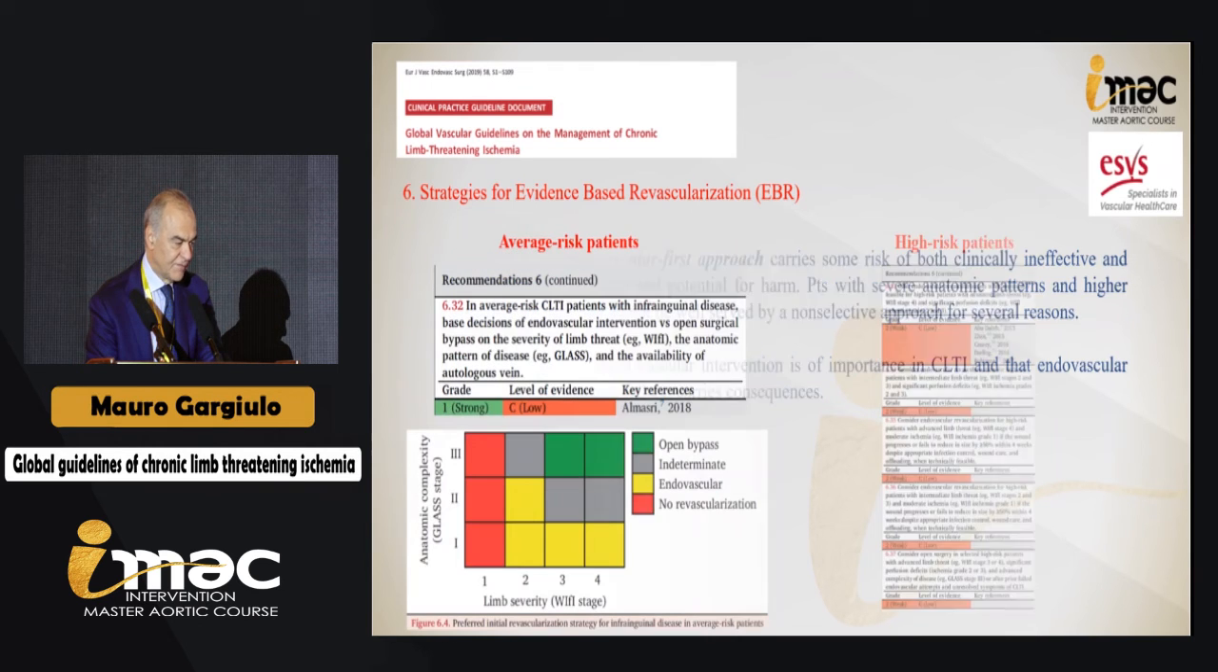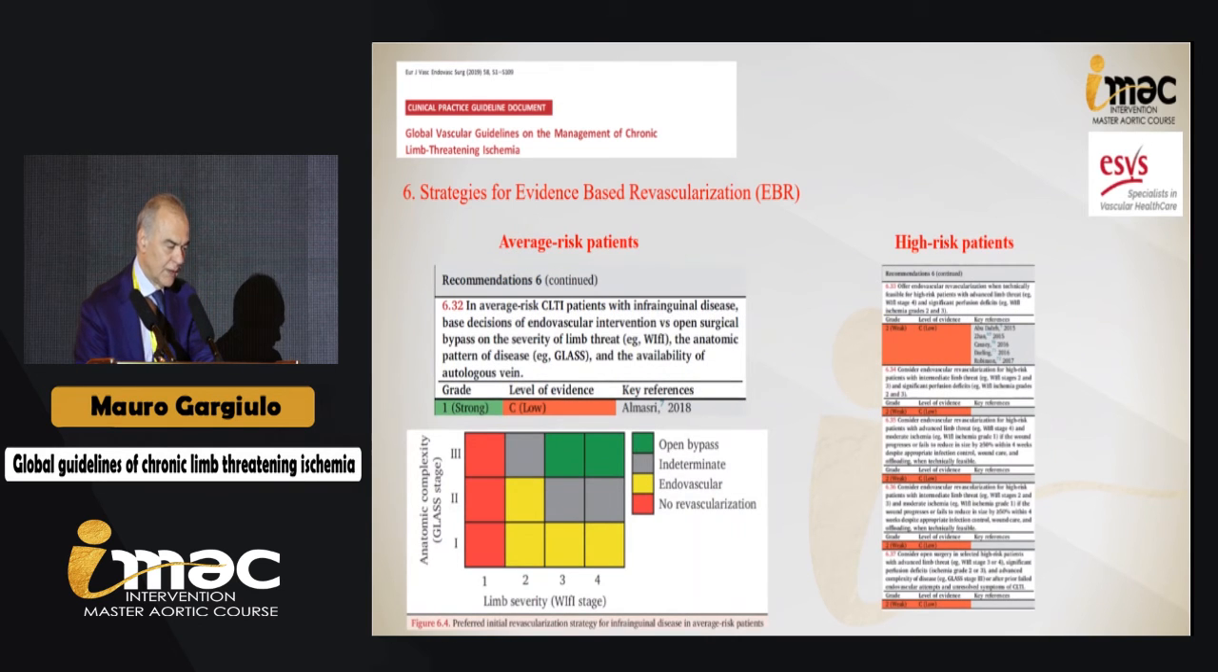We think it's important to conclude about the revascularization that in average risk patients we can use an endo or surgical approach according to the anatomic complexity and limb severity. In patients with high risk, we need always to use endo as a first line. We can use only a surgical approach when endo has a high risk of technical failure.